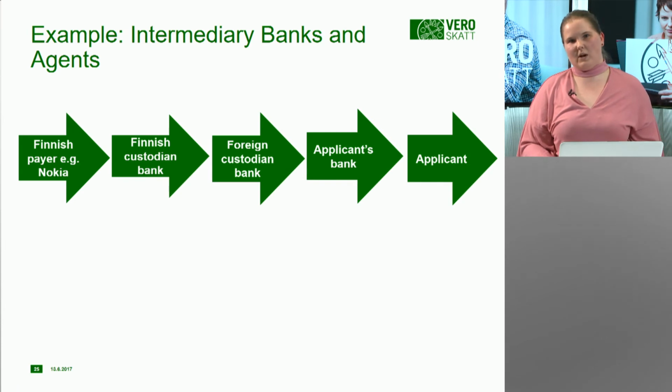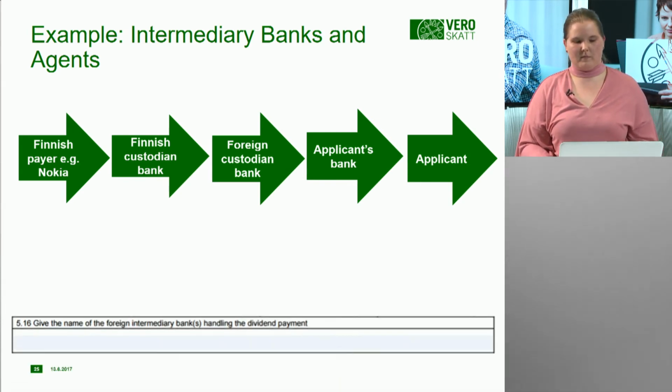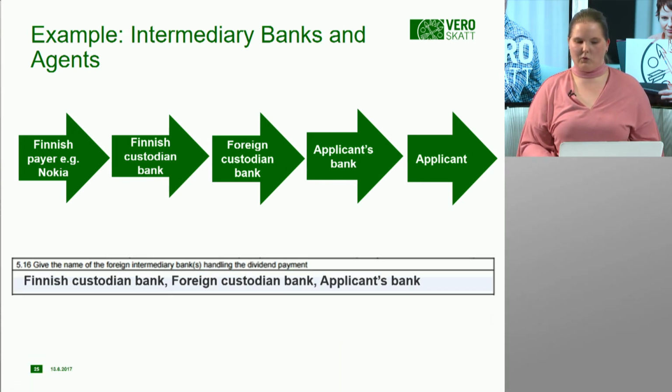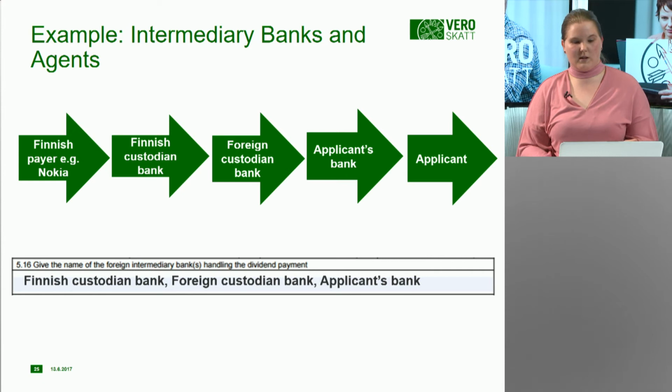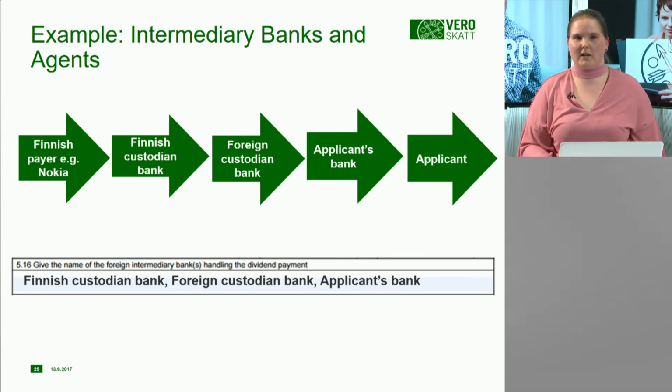So what would you write down in 5.16? Basically, you would write the name of the Finnish custodian bank, the foreign custodian bank, and the applicant's bank. And again, this is just an example, so instead of 3, you might need to write down 7 intermediary banks. Nevertheless, we need to know every single one of them.